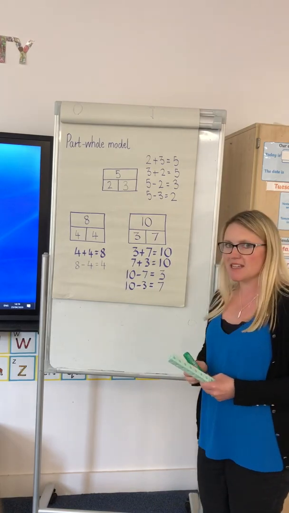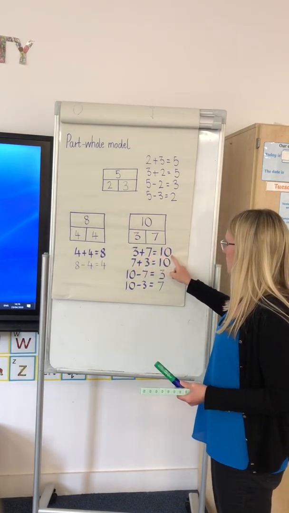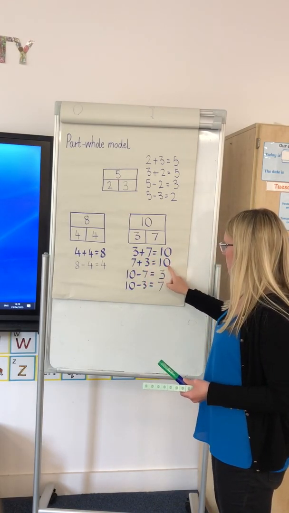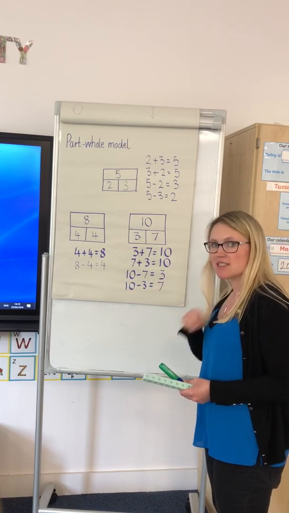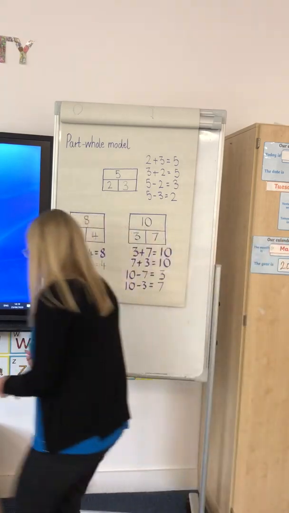Wow, so many different questions. So we've got 3 add 7 equals 10. 7 add 3 equals 10. 10 take away 7 equals 3. 10 take away 3 equals 7. Okay.